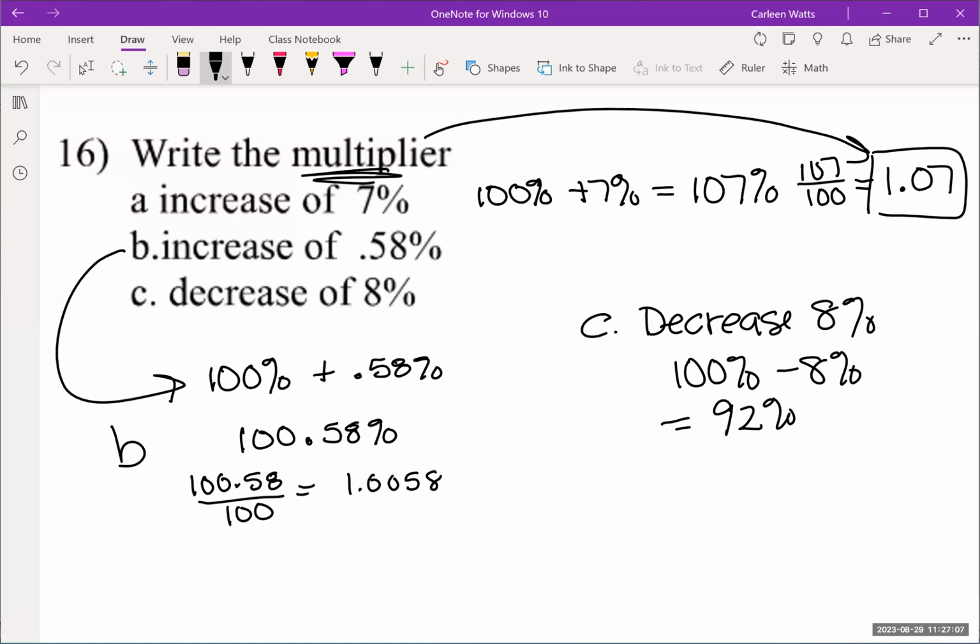Can a multiplier be in the form of a percent? No. So I have to change it to a decimal. So the multiplier is 0.92. Okay, so it's decreasing. It's less than 100, or it's less than 1, but it's not negative.